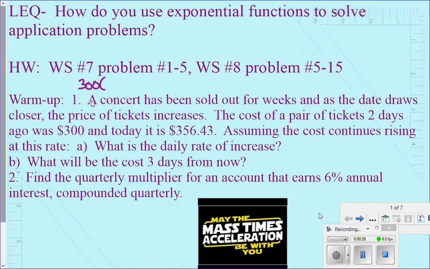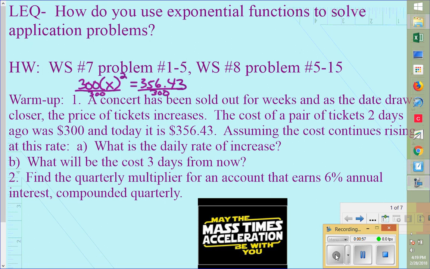multiplier, which we don't know, so x raised to the time, which would be 2 days, and that's going to be equal to the 356.43. So I need to divide each side by 300. Let me pause this a moment. I need to figure out what that equals.